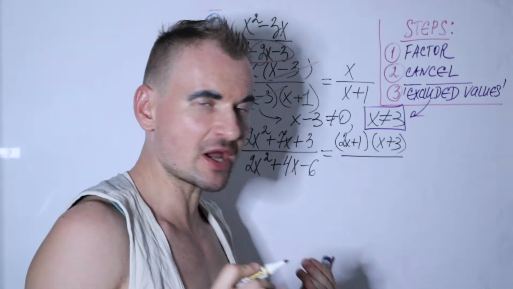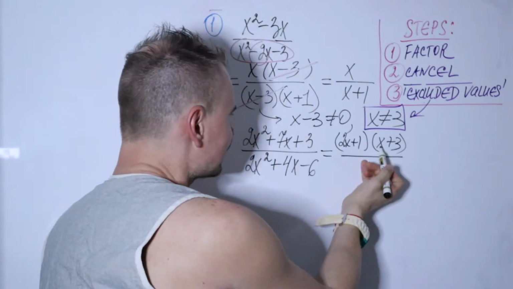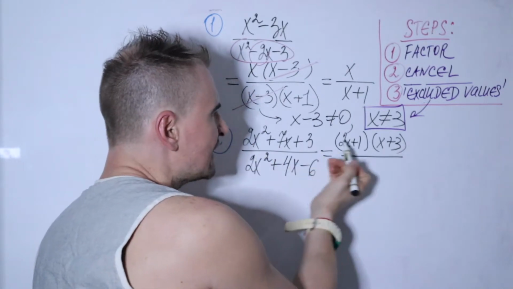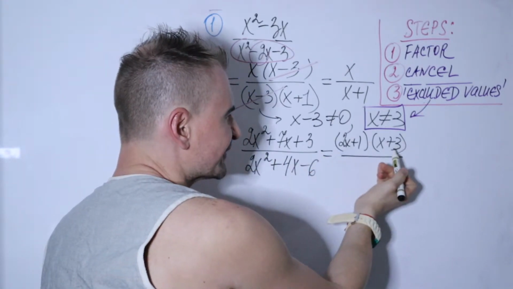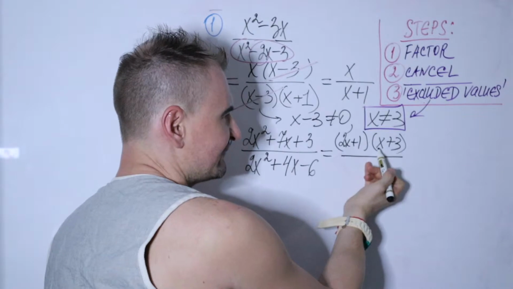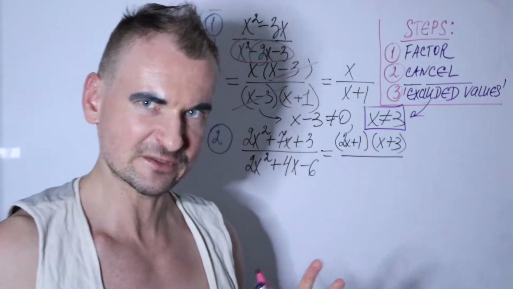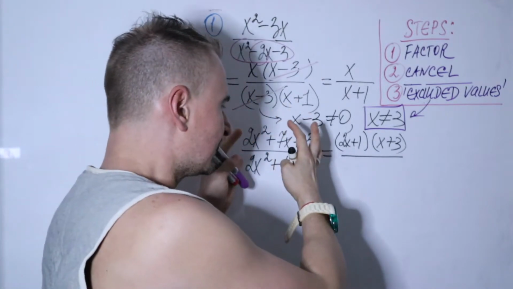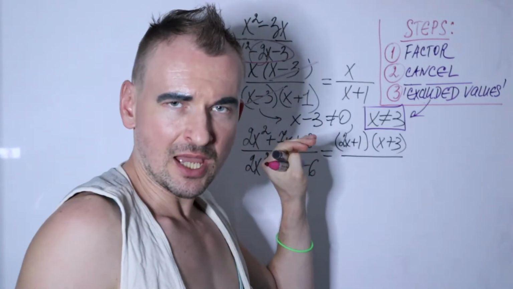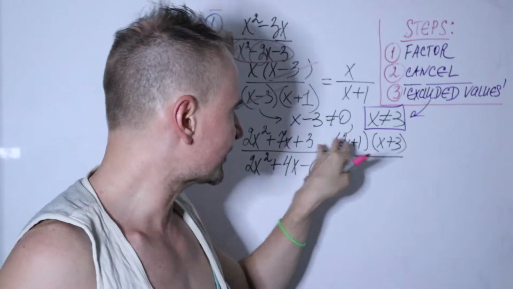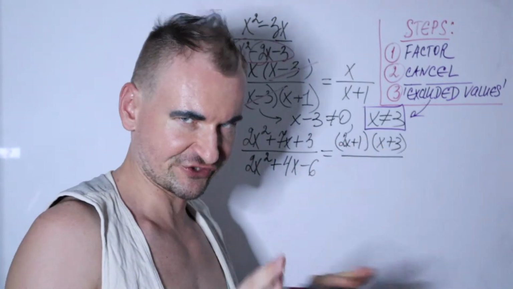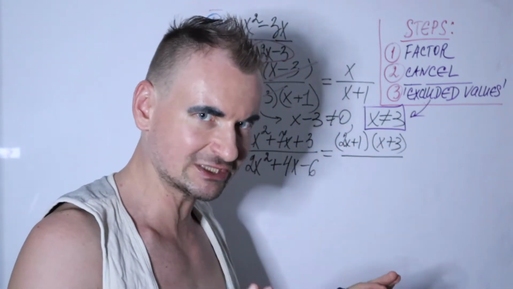Check to see if we are right. 2x times x gives you 2x squared. 2x times 3 gives you 6x, plus x gives you 7x, and 1 times 3 gives you 3. So your top expression can be broken down into these two sets of parentheses. We are done with factoring the top.